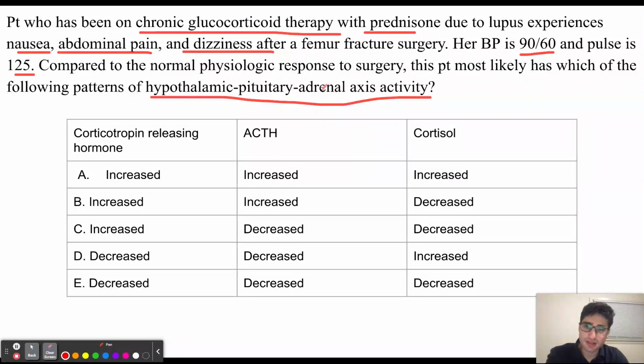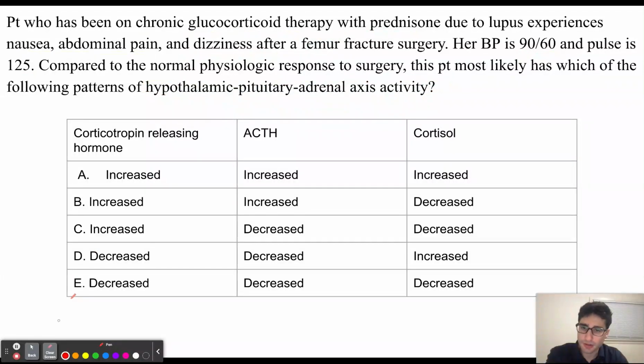Now, this patient is suffering from adrenal crisis due to the fact that she has been on a chronic glucocorticoid therapy that has suppressed her hypothalamic pituitary adrenal axis activity. Now, let's go over the hypothalamic pituitary adrenal axis.